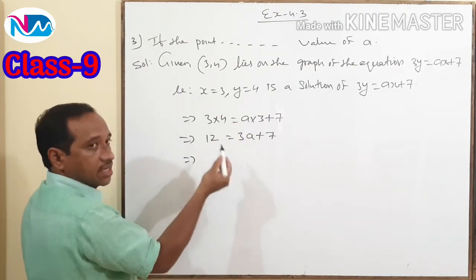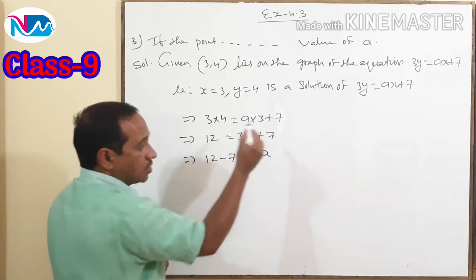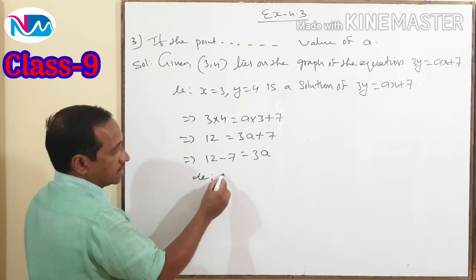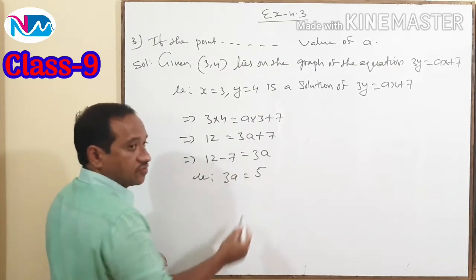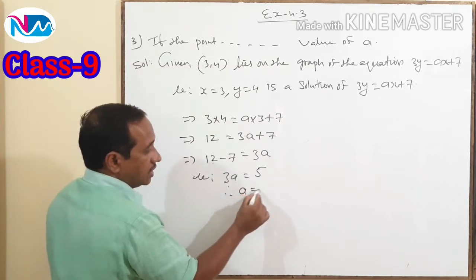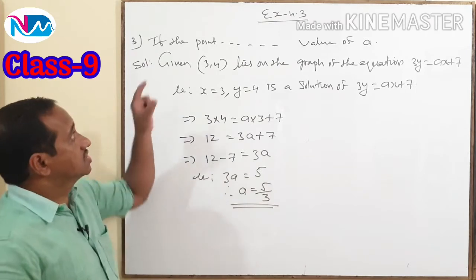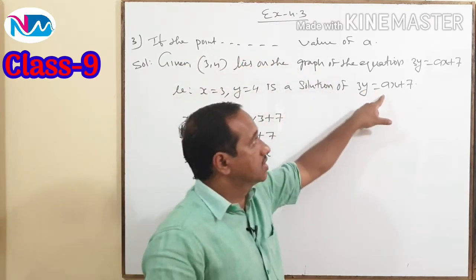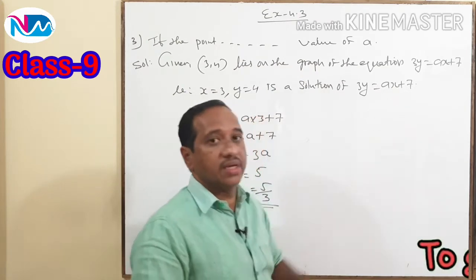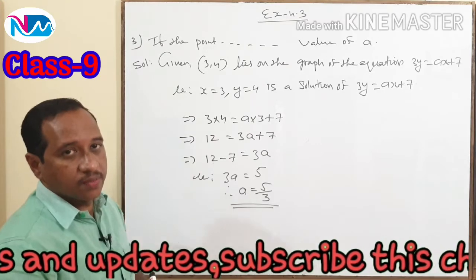Plus 7 will be taken to the LHS. 12 - 7 = 3a. That is, 3a = 12 - 7, that is 5. Therefore, a = 5/3. So, if x = 3 and y = 4 is the solution of the equation 3y = ax + 7, then the value of a is equal to 5/3.